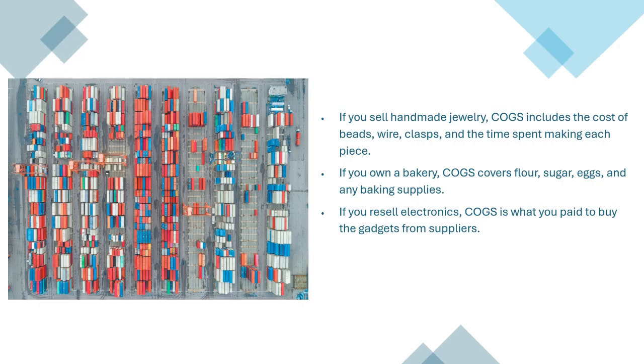Now, let's say you're a resale electronics business. Your cost of goods sold is what you paid to buy the gadgets from suppliers. Remember, things like rent, utilities, office supplies, or advertising usually don't count as cost of goods sold. Those go under other expenses.